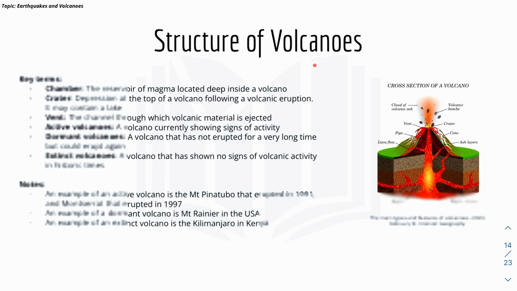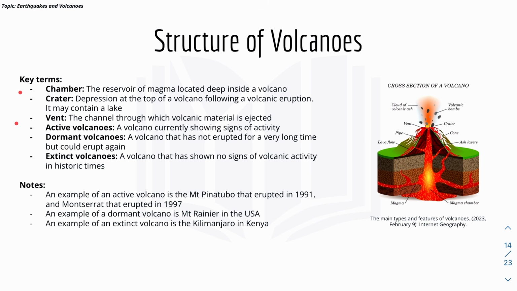And we'll now look at the structure of volcanoes. So here we have some key terms which I talked about some in the previous slides. So we have the magma chamber, which is basically down here, where it holds the reservoir for magma. So we have a crater, which is basically a depression or like a hole, so to say, at the top of a volcano, right here. And then we have a vent, which is a channel through which volcanic material is ejected.